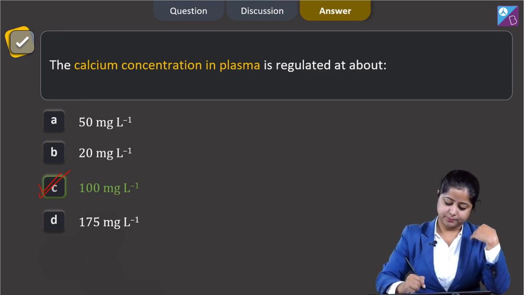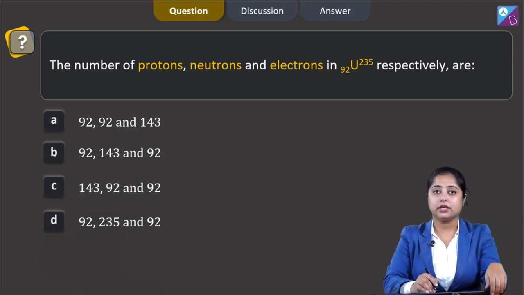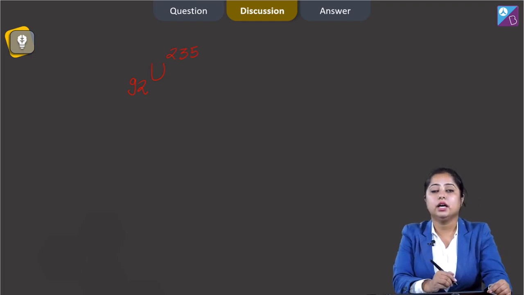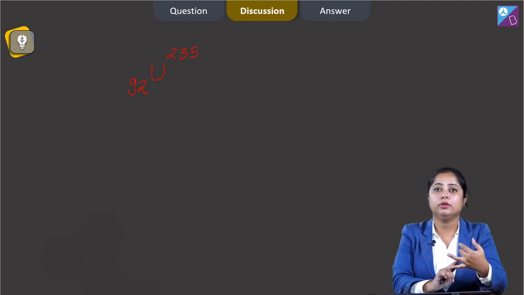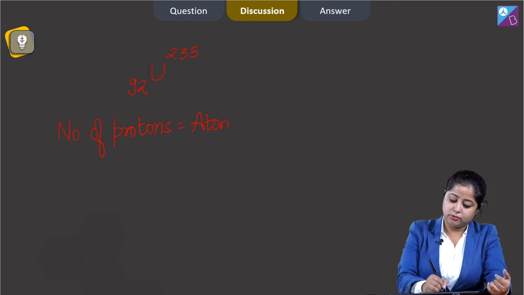Moving to next question. The number of protons, neutrons and electrons in uranium with atomic number 92 and mass number 235 respectively are. Students, here we are given an element, uranium. Its atomic number is 92, its mass number is 235. We have to calculate the number of electrons, protons and neutrons. So first of all, we will be calculating the number of protons. Since we know that the number of protons is equal to the atomic number, which is equal to 92.